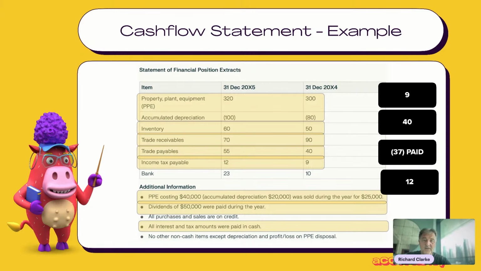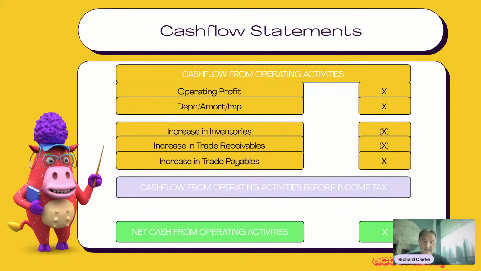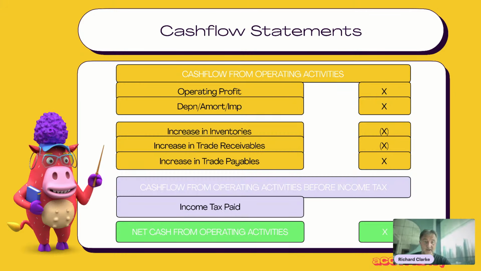Can you remember where that is? You have to go all the way back to the start of this little lecture, and if you went all the way back, you'll see it's actually there in the operating activities right at the bottom. Income tax paid 37. Okay, that is everything that I wanted to show you.